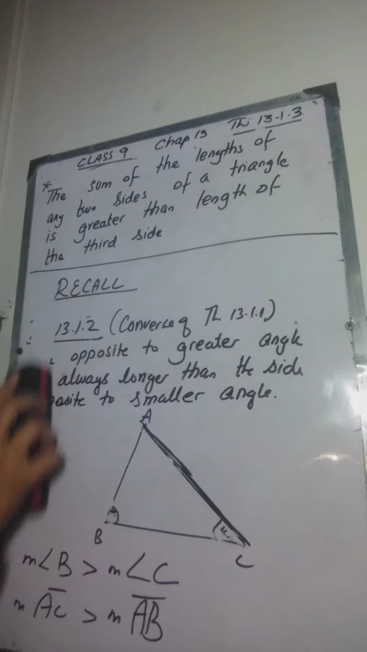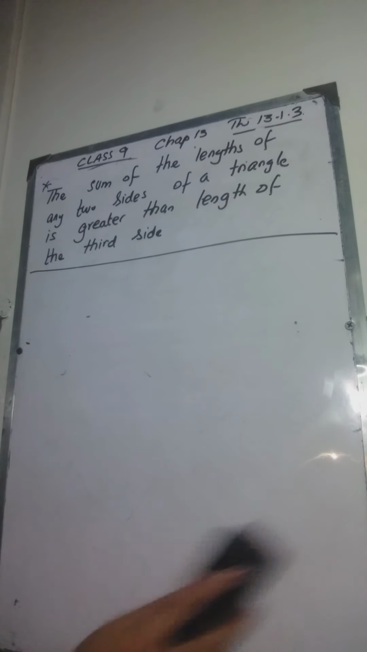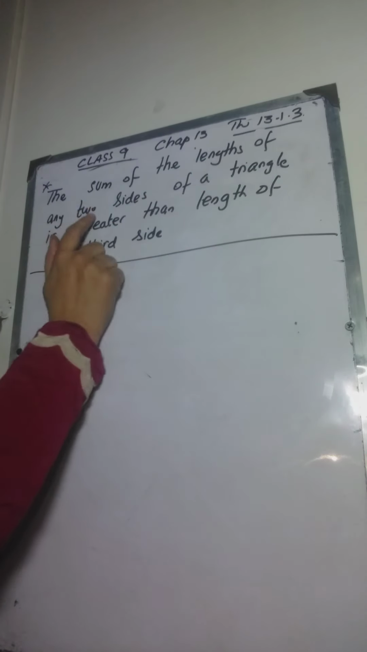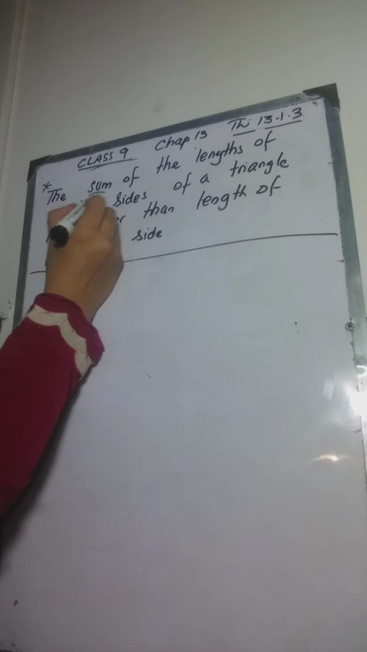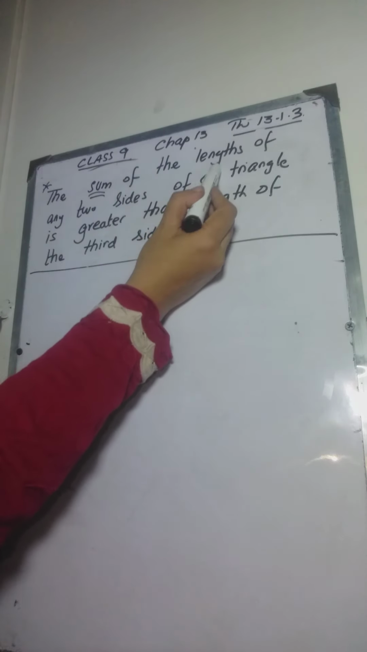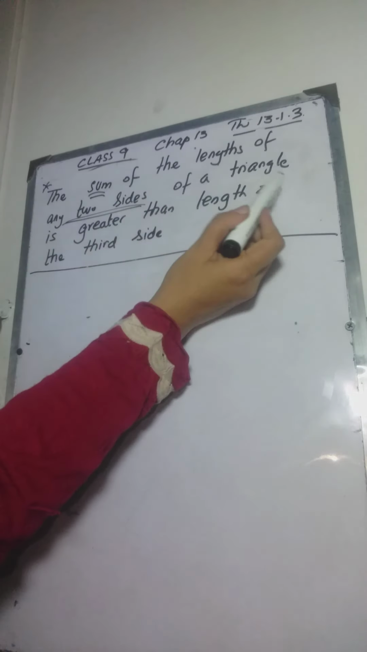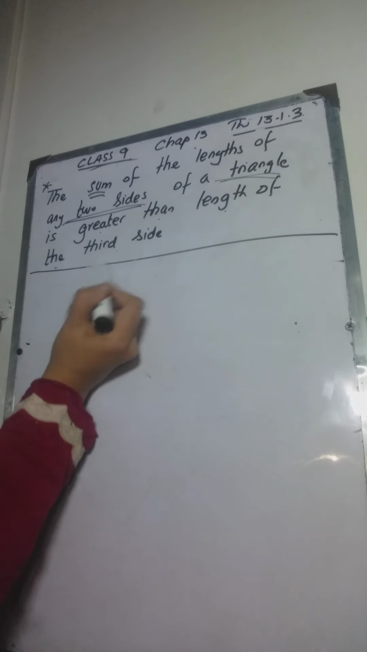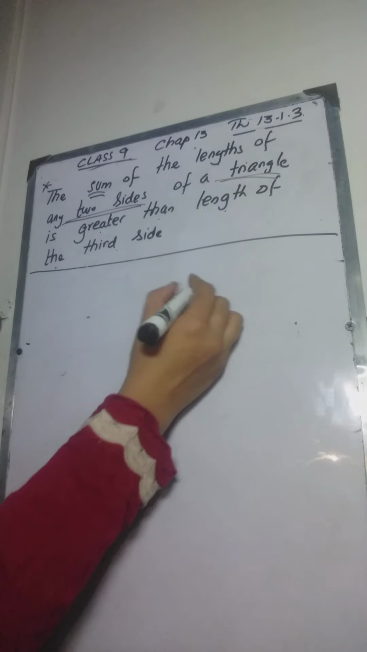Now let's come to the statement of the current theorem that we are about to prove. The statement is that the sum of the lengths of any two sides of a triangle is greater than the length of the third side. We are talking about the lengths of all three sides of a triangle.